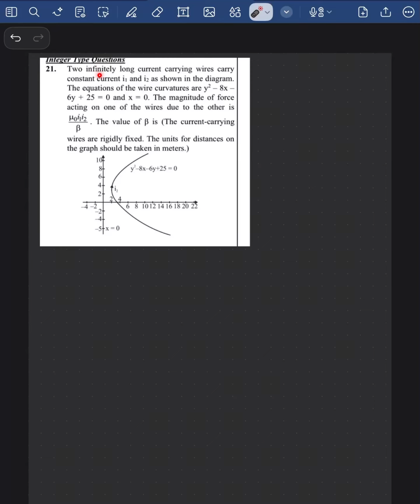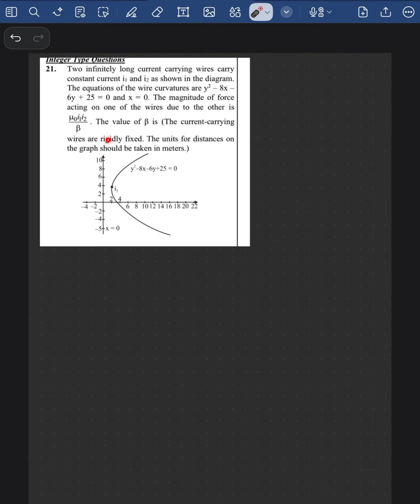Hey guys, so in this question we have two infinitely long current carrying wires. They carry currents I1 and I2 as shown in the diagram. The equations of the wire curvatures are y squared minus 8x minus 6y plus 25 is equal to 0, so this is a parabolic equation curve, and the other one is x is equal to 0. So these are your two infinitely long current carrying wires.